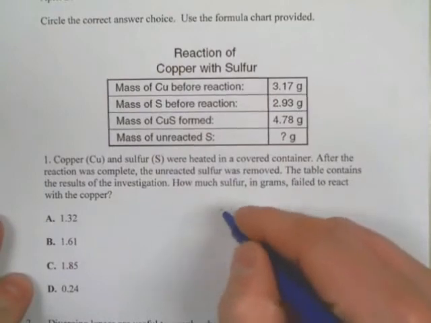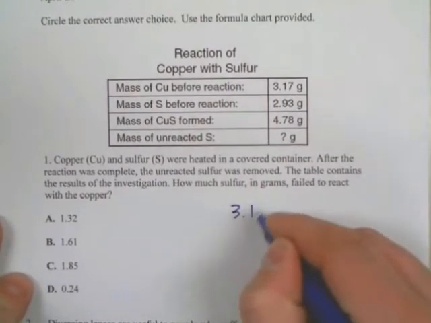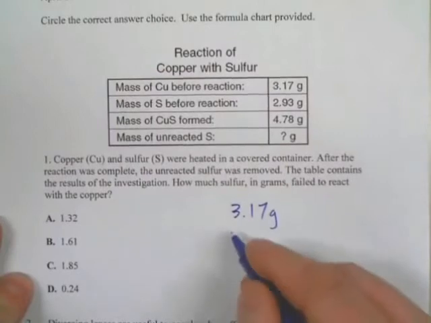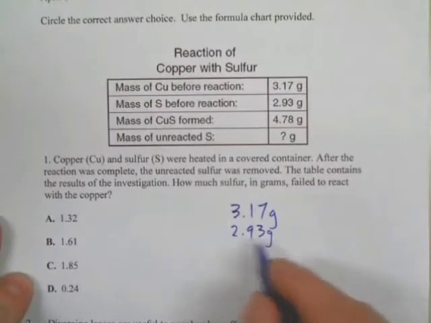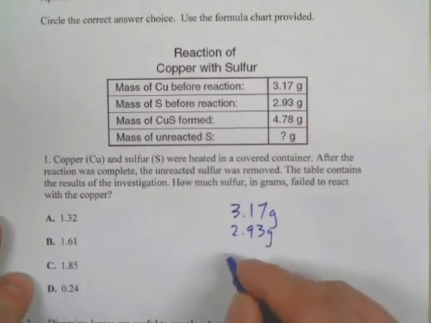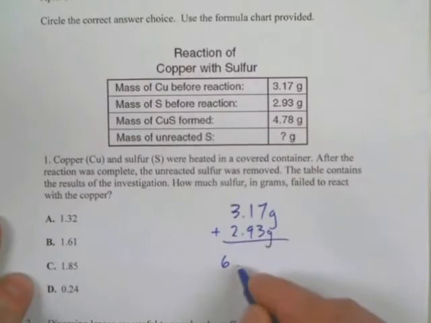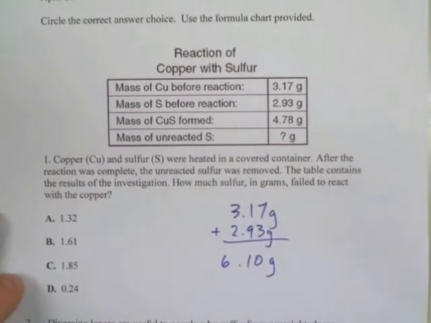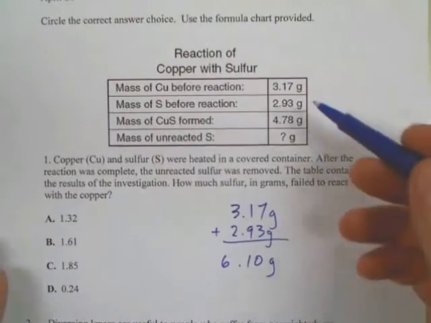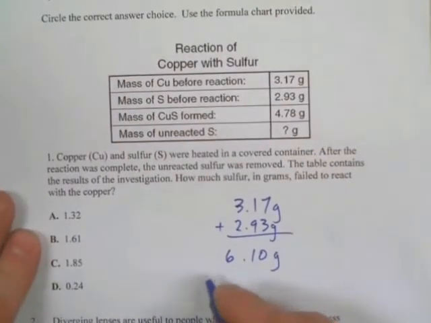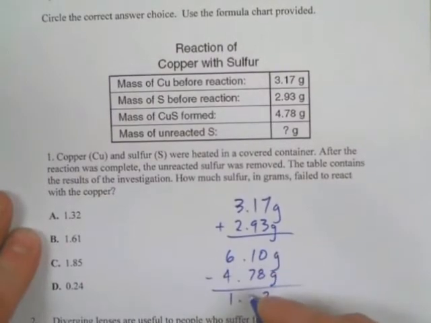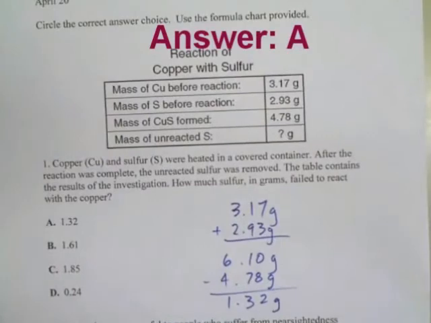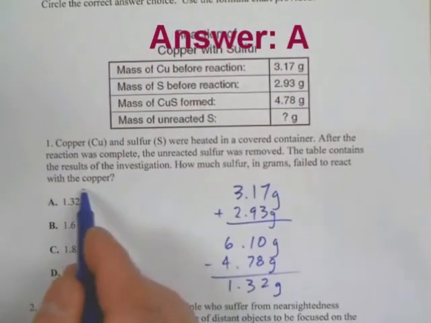So, we've got 3.17 grams of copper, 2.93 grams of sulfur. You're going to add those together, and that's going to give you 6.10 grams of material. The mass of copper sulfur formed is 4.78, so we're going to subtract that. And you get 1.32 grams failed to react, which is going to be choice A.